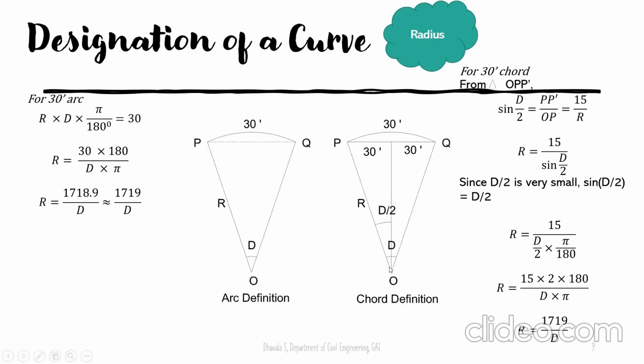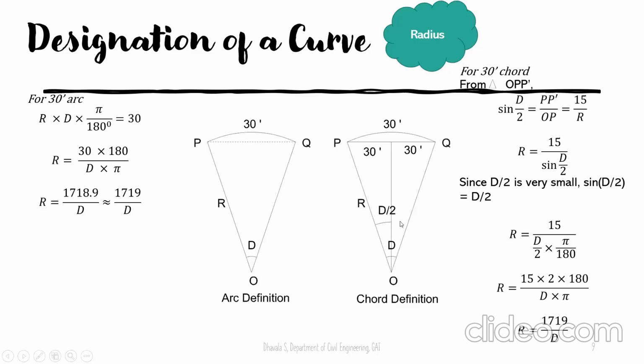That is this triangle. In this triangle, if I have to define sine of this angle, sine of d by 2 will be equal to opposite by hypotenuse. Opposite is P dash, hypotenuse is OP. P dash distance is 15 feet divided by R. So R will be equal to 15 divided by sine of d by 2.